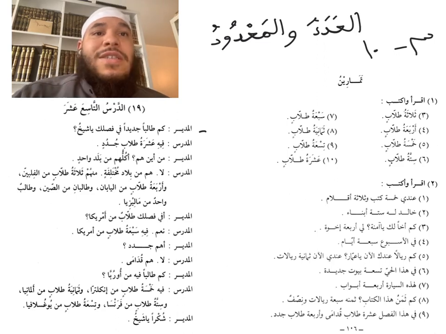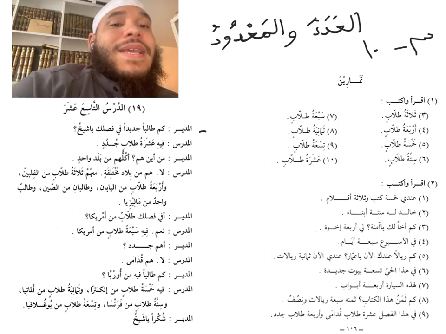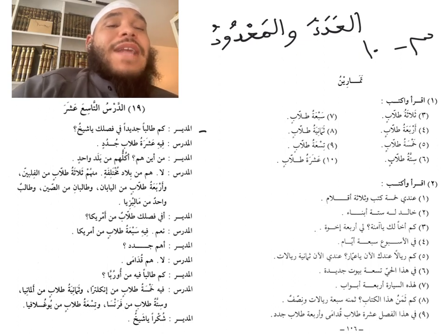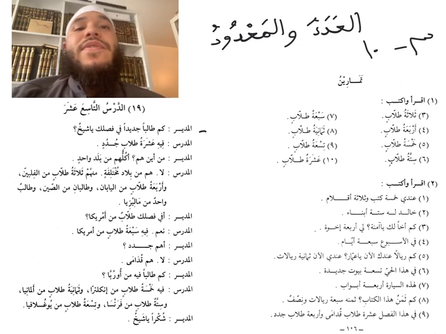جيد. So in these sentences, these are all examples of masculine nouns being counted. Masculine nouns being counted from 3 to 10. Why do you say from 3 to 10?